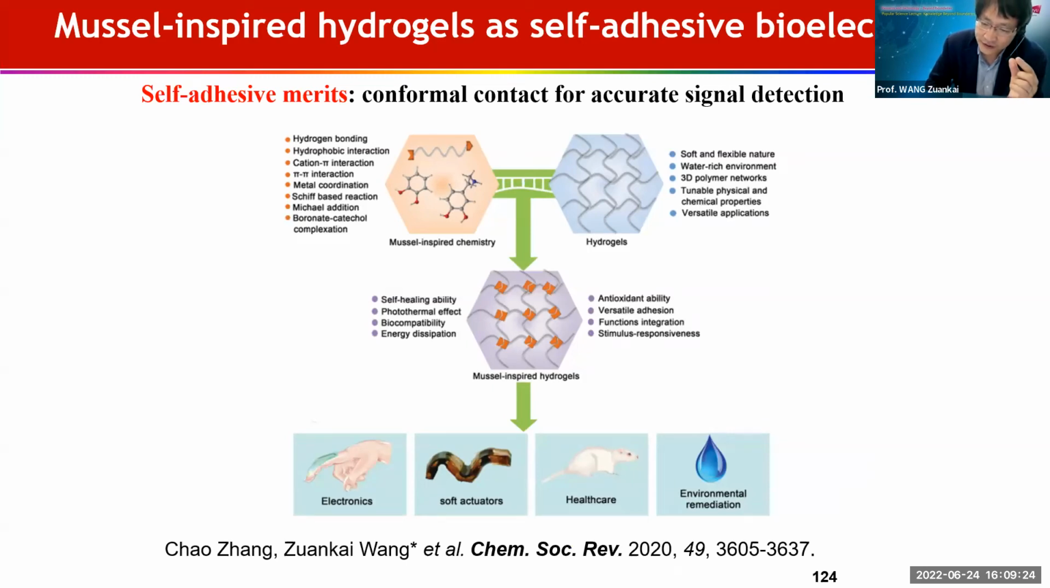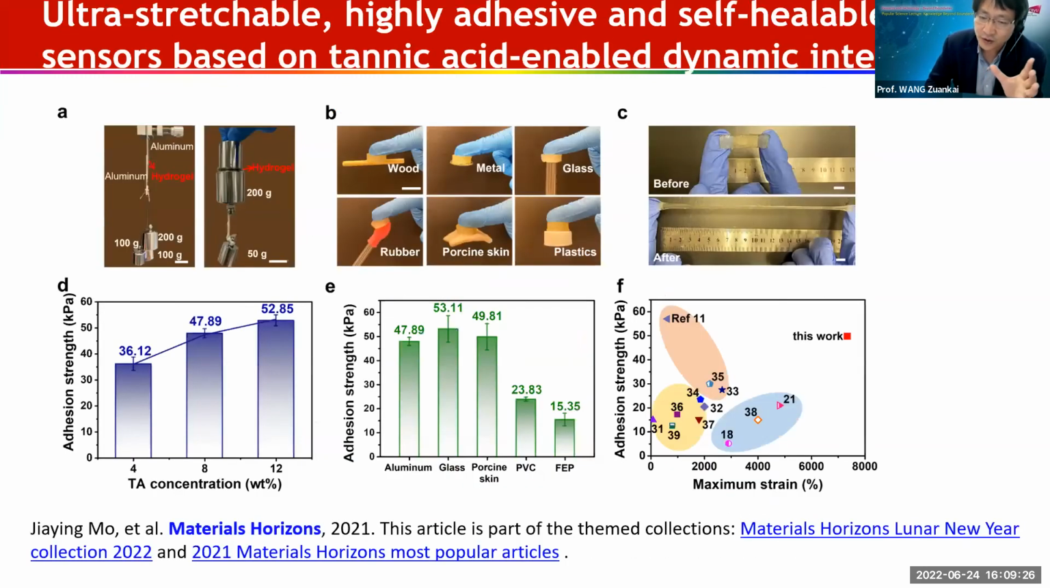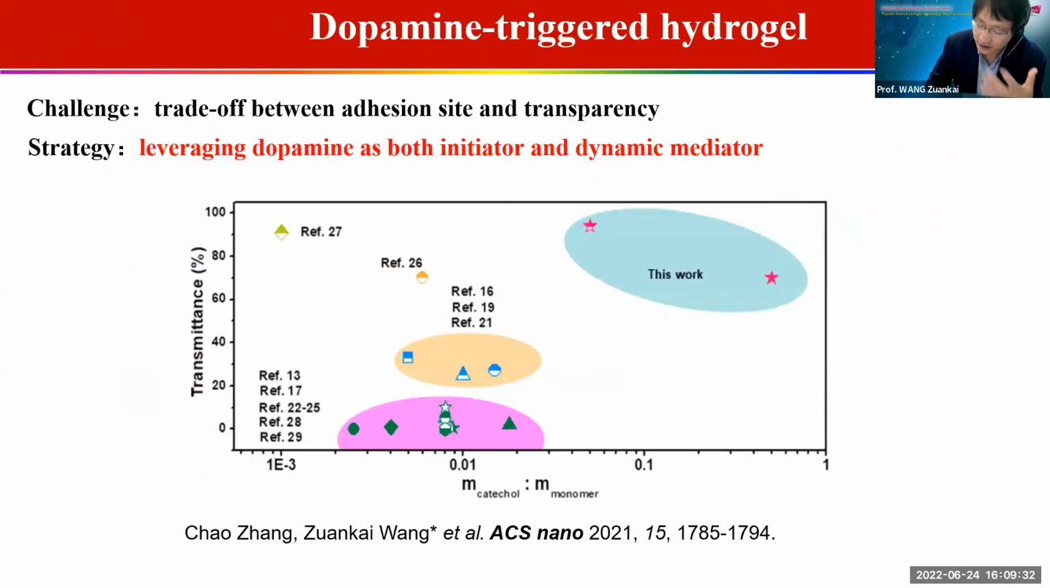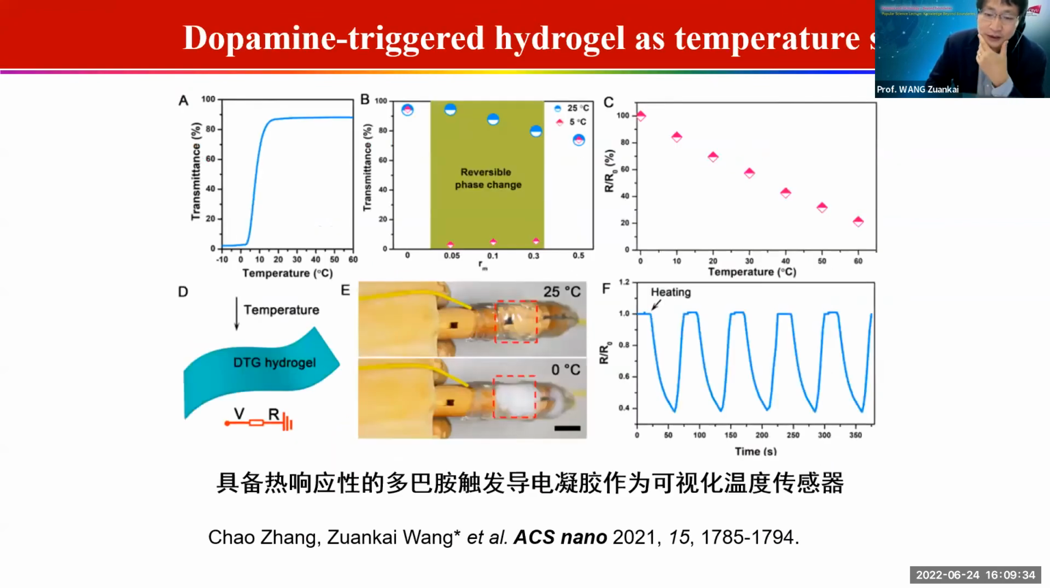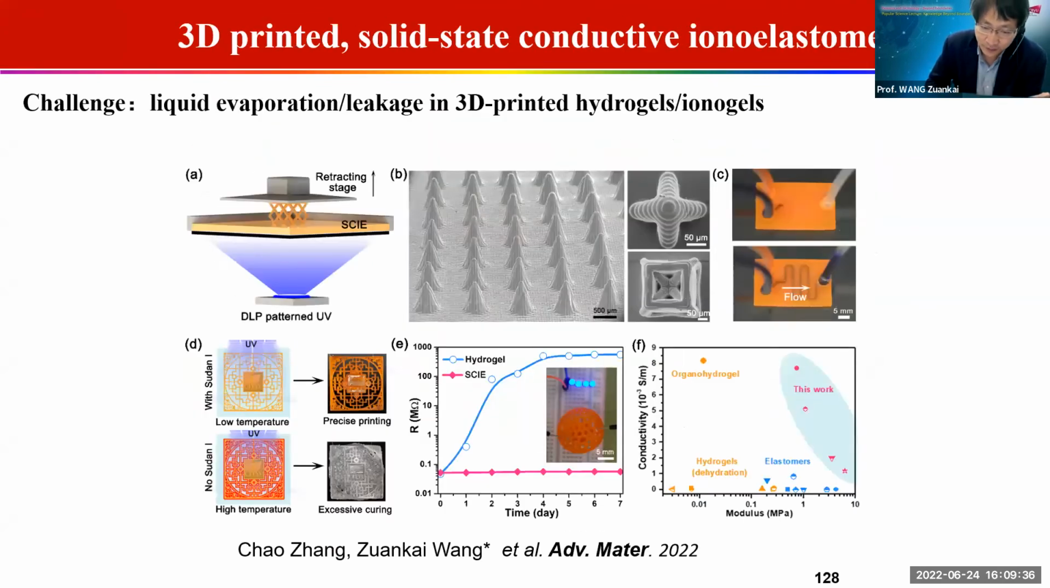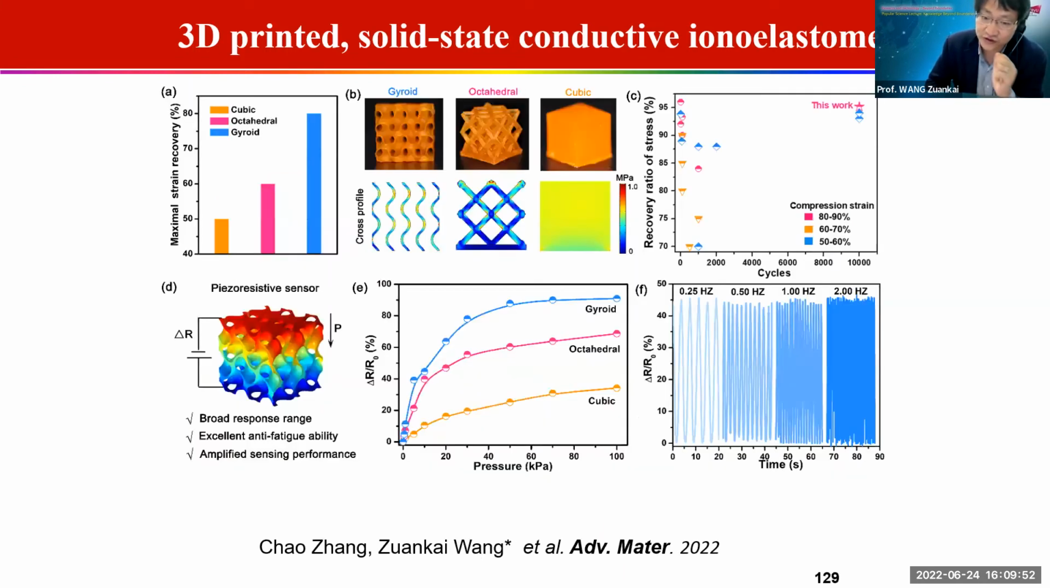So also by controlling the surface chemistry, we make our adhesive transparent and also have very strong adhesion for something like the skin. And also we turn to 3D printing. By controlling the surface topography, we can significantly enhance the detection sensitivity. So I think this is the beauty of manufacturing and also surface structure modification.